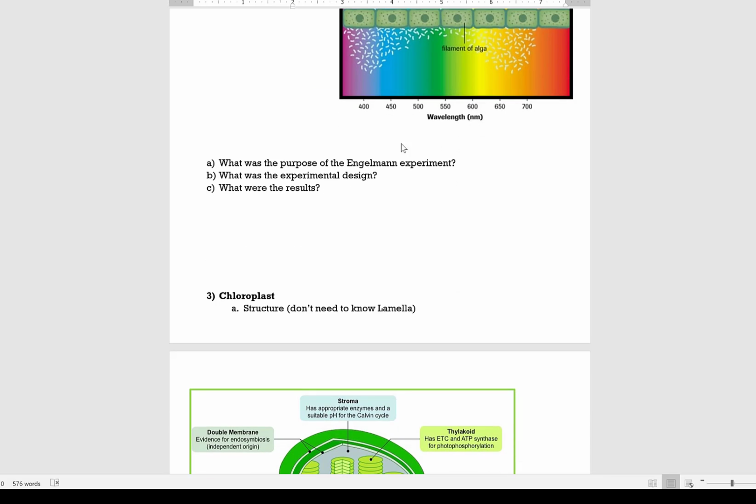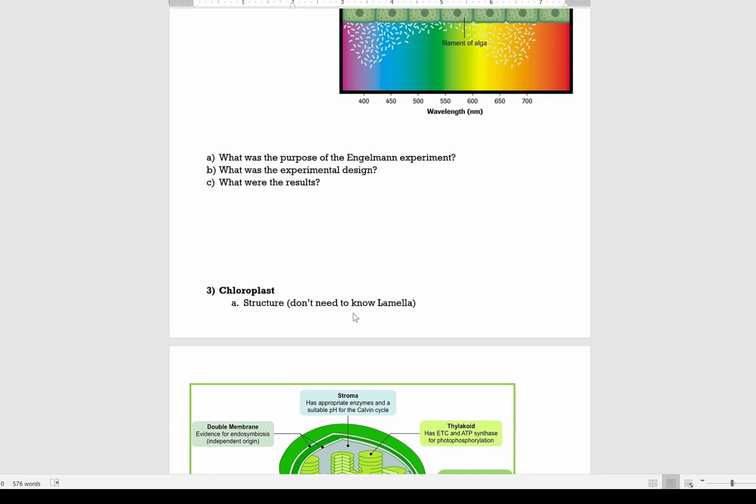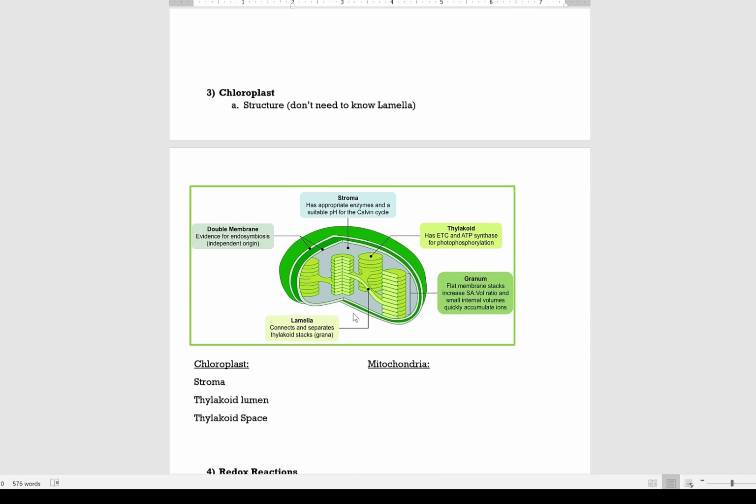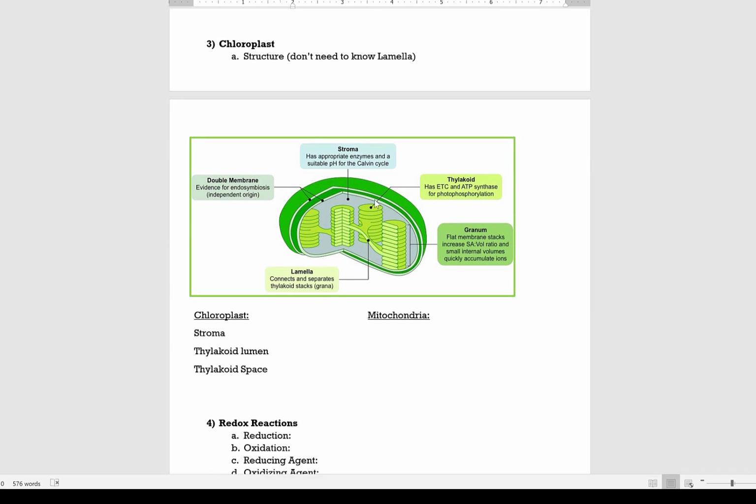All right, so chloroplast. You do need to know the structure of the chloroplast. Specifically, it does have a double membrane, and then it has a third membrane, which is called the thylakoid membrane. And the thylakoid membrane is not connected to the inner membrane. Remember, with mitochondria, their inner membrane folded in and made the cristae folds.